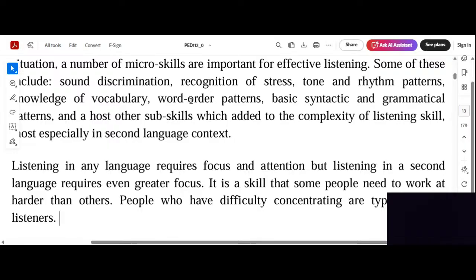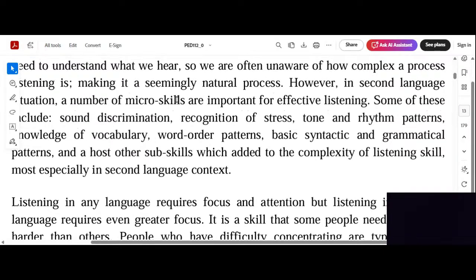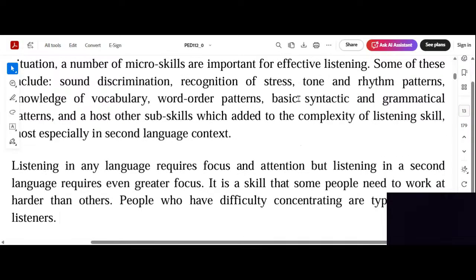But in the second language, you will need some micro skills to blend well, like sound discrimination, recognition of stress, tone and rhythm patterns, knowledge of vocabulary, word order patterns, and basic syntax and grammatical patterns, and other types of micro skills that you will need.